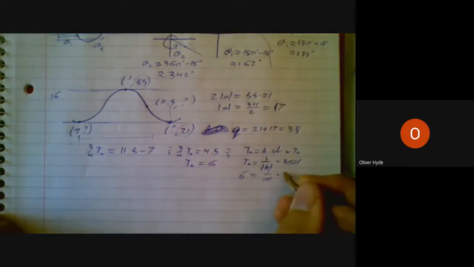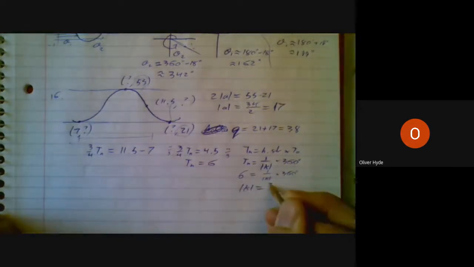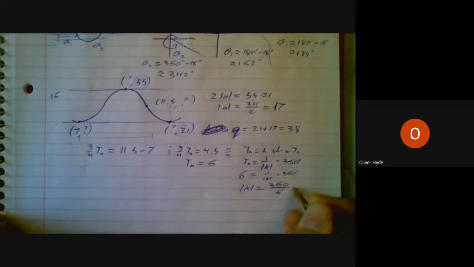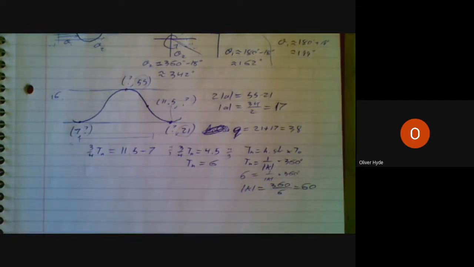We need a new period of 6, so 6 equals 1 over the absolute value of k, times 360 degrees. Let's multiply both sides by the absolute value of k, divide both sides by 6. And we get 60. Yeah, it's a lot easier than trying to figure out that you've had a horizontal stretch by 1/60th and then remembering to reciprocate that. So here comes our function.